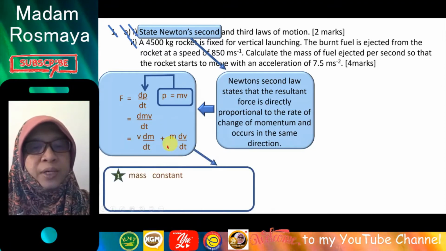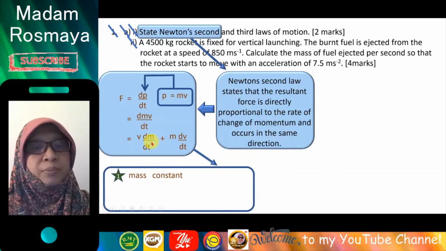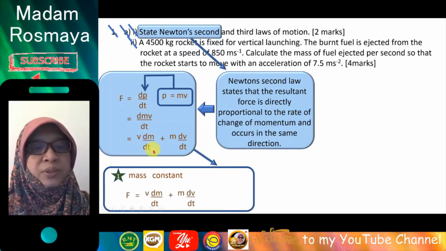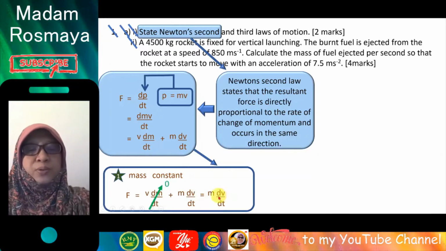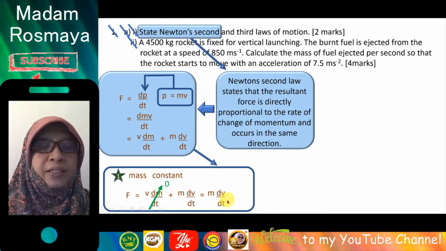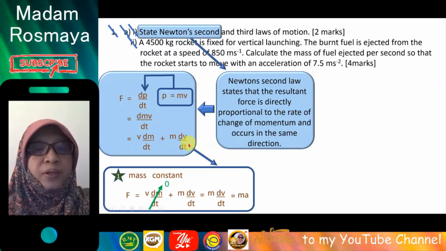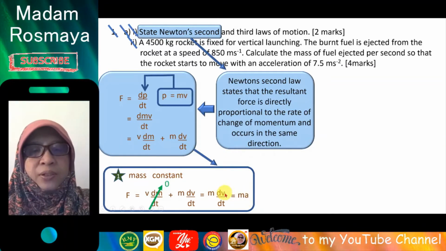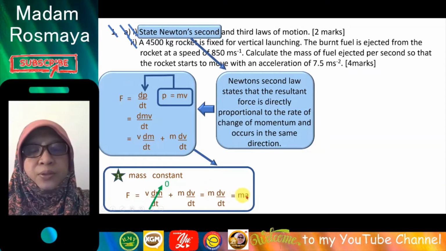Okay, so there are two cases. If the mass of the object is constant, then dm by dt equals 0. So the resultant force F equals m dv by dt. Here dv by dt equals a, so we can write F equals ma.